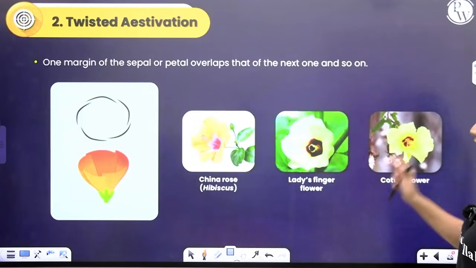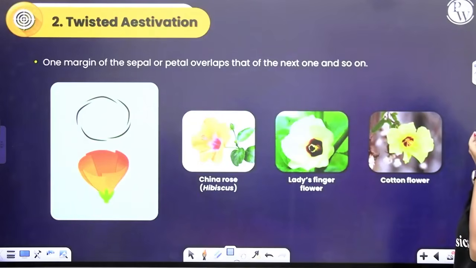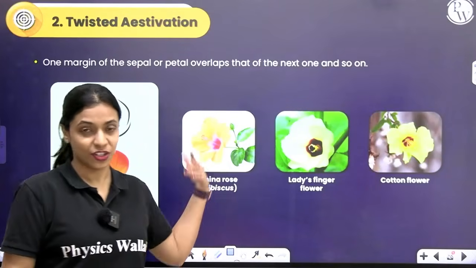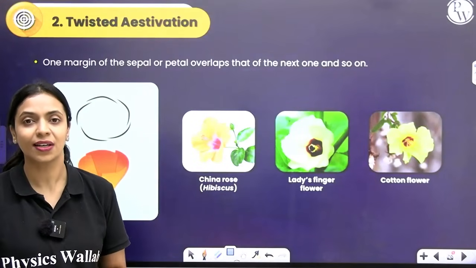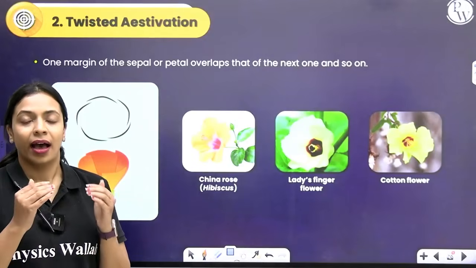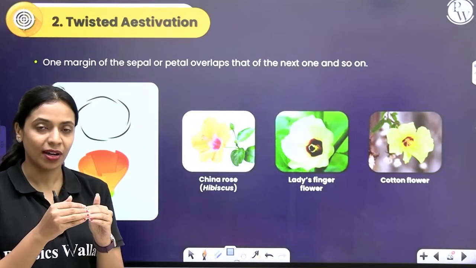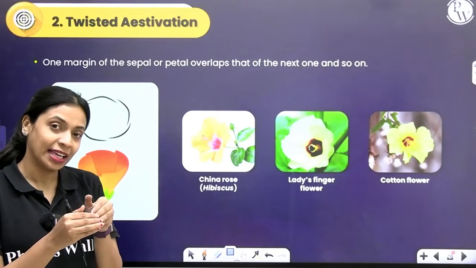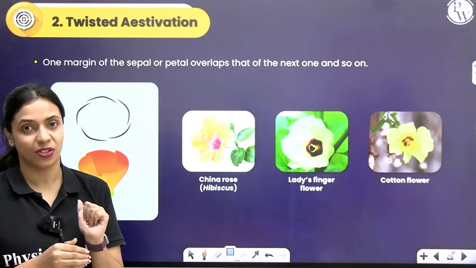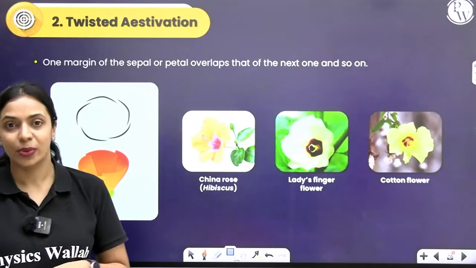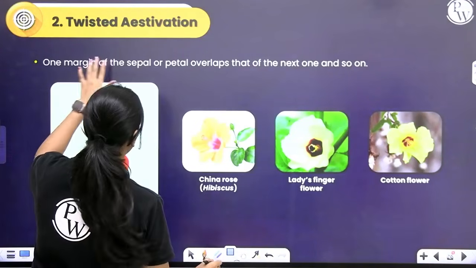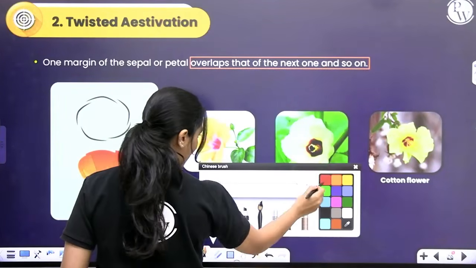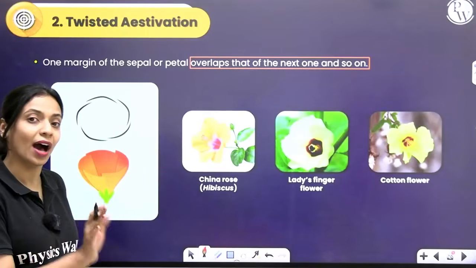Next, imbricate aestivation. Imbricate aestivation, there is overlapping. Okay, I'm sorry, we are talking about twisted aestivation, then we will do imbricate. In twisted aestivation, there is overlapping. It so happens that one margin of the petal on one side is overlapped by its neighboring one, and on the other side it is overlapping the previous one. That is called twisted aestivation. One margin of the sepal or petal overlaps that of the next and so on. See, I'll show you here. Each petal or sepal will be half in, half out.